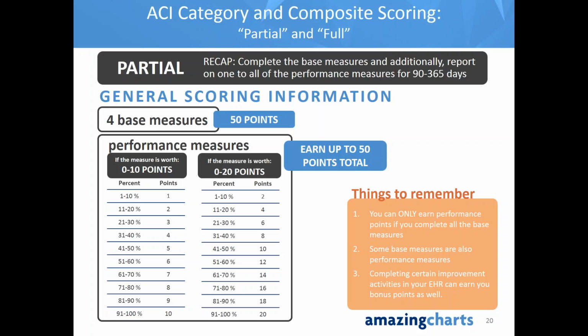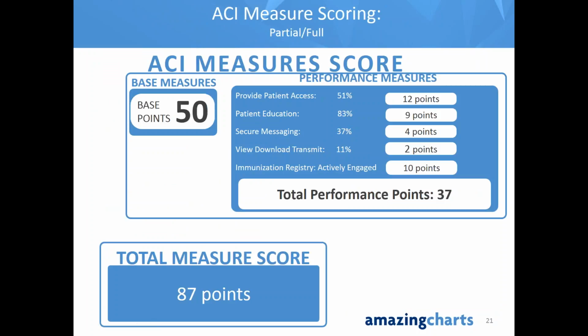If you're used to looking at that, it's numerator over denominator. That's the percentage we're talking about here. So if you have a measure and you're meeting it at 50% and it's worth 10 points, you get 5 points. ACI, so you get 50 points for completing the 4 base measures. It's an example. Then you selected the 5 performance measures that I listed here.